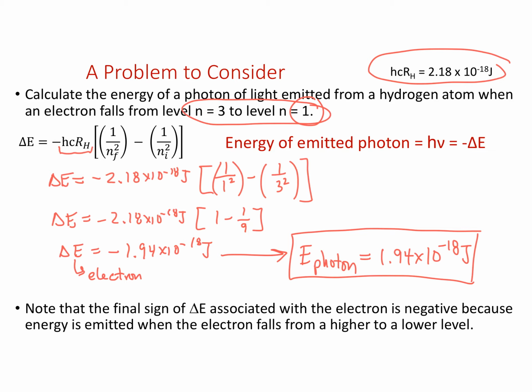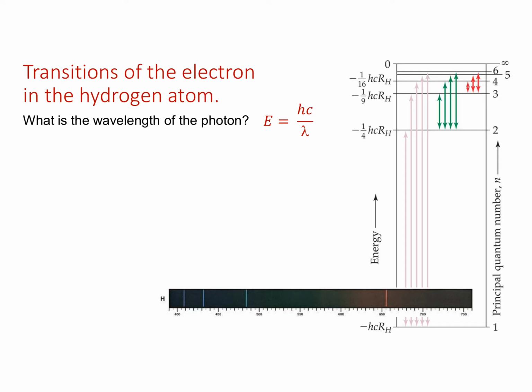So we go through this transition, n equals 3 to n equals 1. I release a photon with an energy of 1.94 times 10 to the minus 18 joules. All right, now here's the good question. Where does that fall in the spectrum, right? What is the wavelength of this photon? So now I know the energy. I know the energy of this photon is 1.94 times 10 to the minus 18 joules.